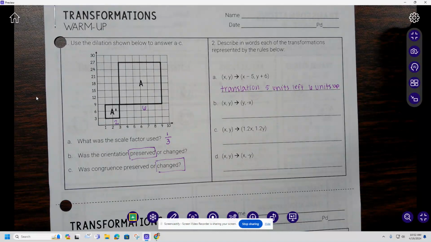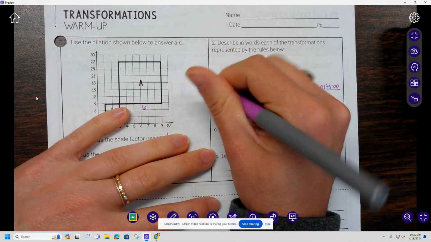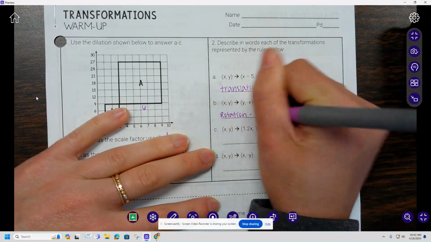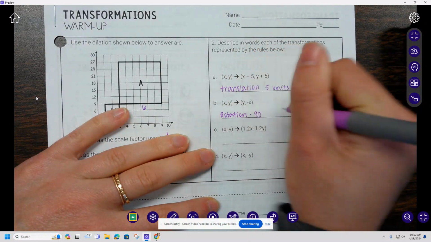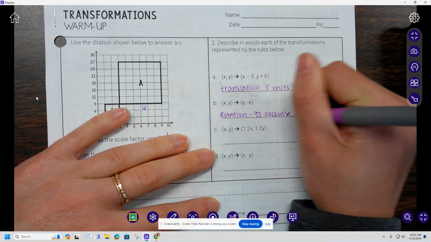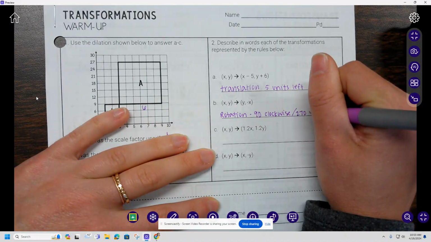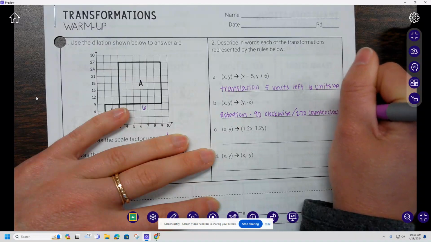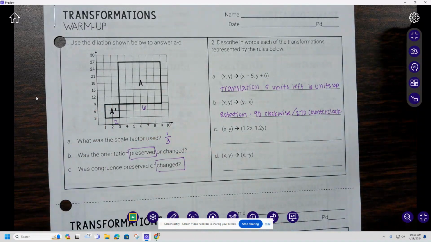Next, I go from (x, y) to (y, negative x). So this is a rotation. 90 clockwise or 270 counterclockwise. I'm going to abbreviate that too.